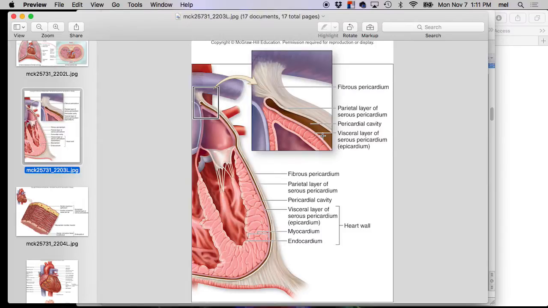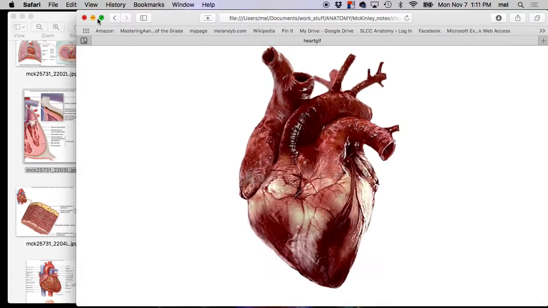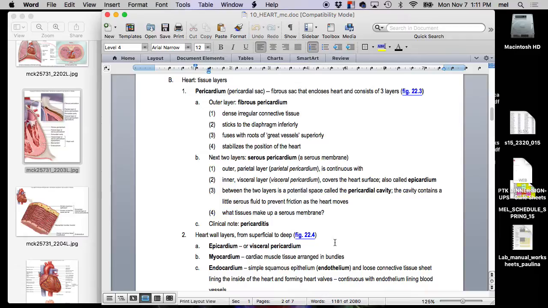And then you reduce your living capacity ultimately. So that's pericarditis again. We did it at the beginning of the semester, but just more. Okay, so now let's start looking at the actual chambers of the heart.